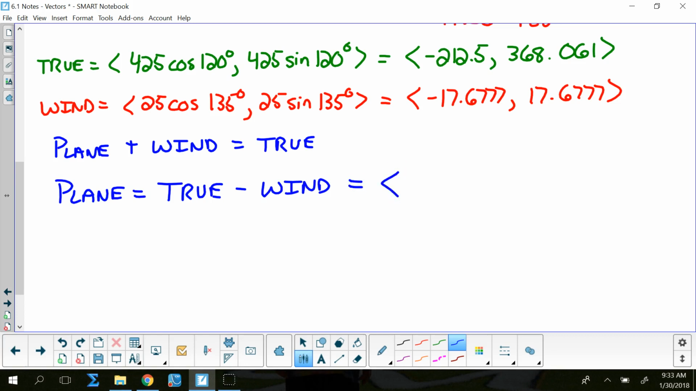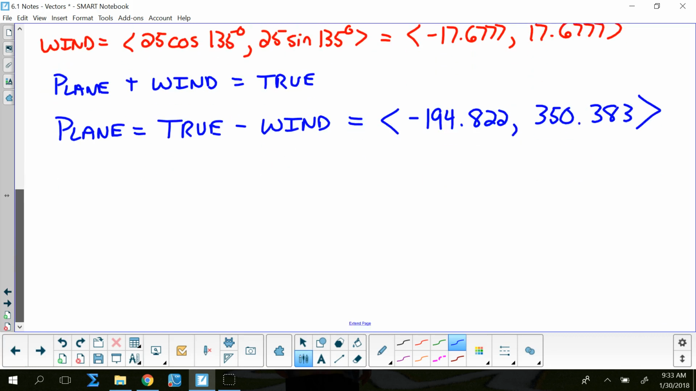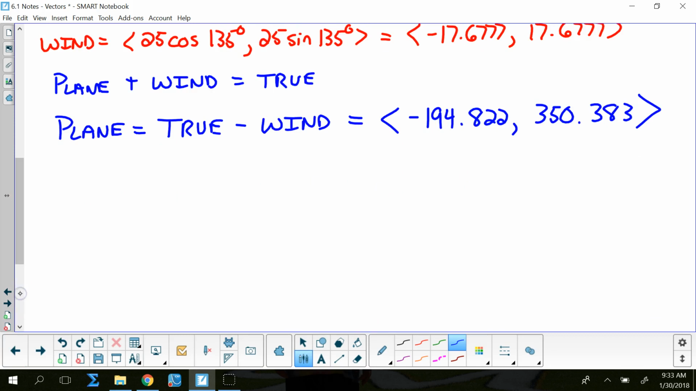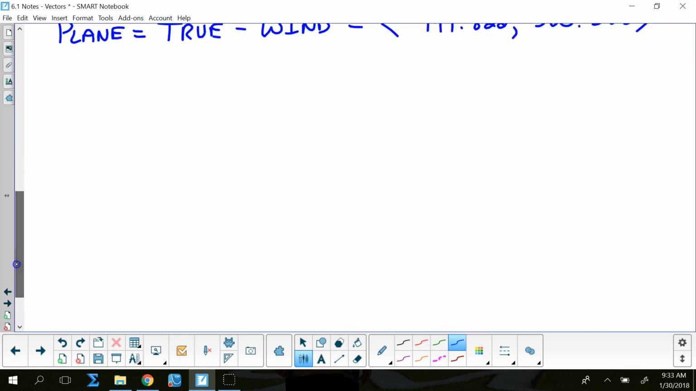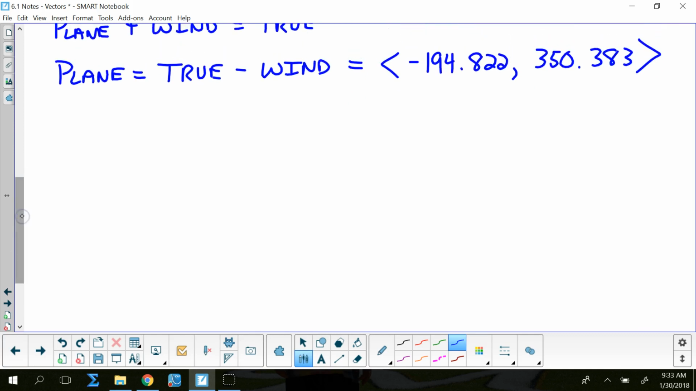So we're talking about green minus red. Okay? Green minus red then would be negative 194.822 and 350.383. From that now, I need to find my true, or excuse me, my magnitude of the plane and my direction of the plane.